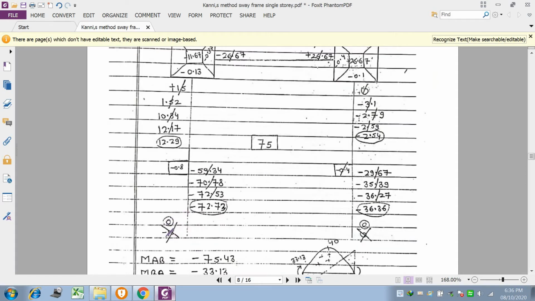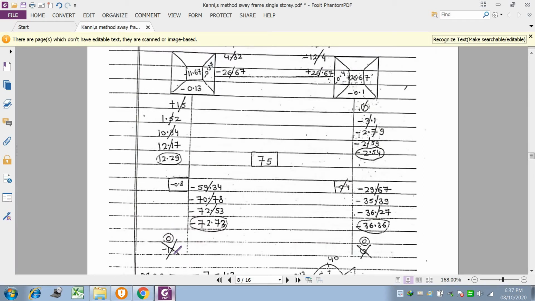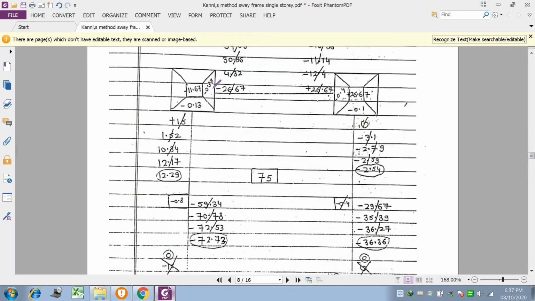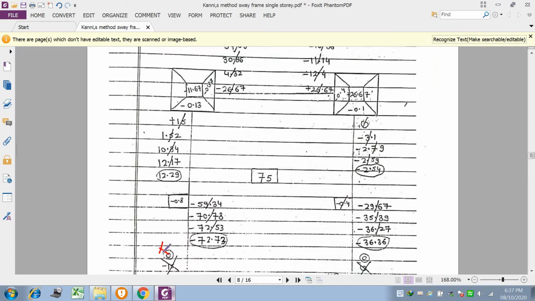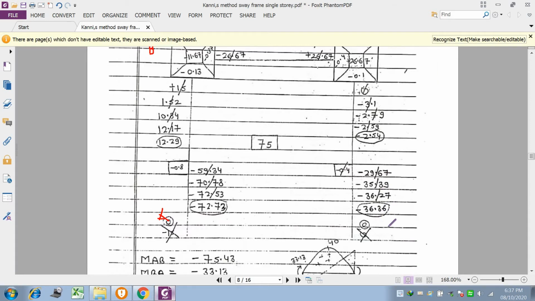This 15 automatically becomes 0 because here is a fixed support, so no moment will develop, as per Carnot's assumptions. Therefore it becomes 0. Here also it becomes 0 as it is a hinge support and already the moment is 0. Now we have to write the rotation factor values 0.13, 0.37, minus 0.1 and minus 0.4 according to their span. Here is point A, here is point B, here is point C, and here is point D.